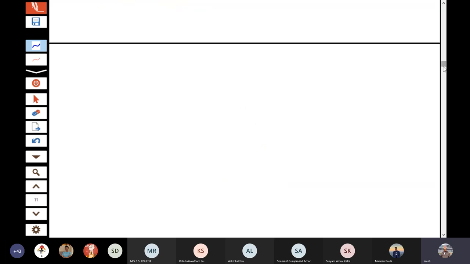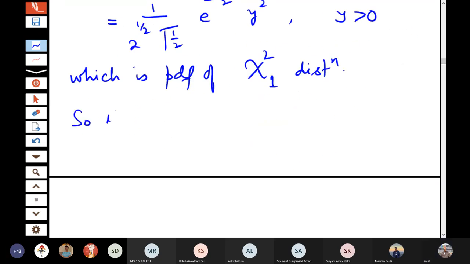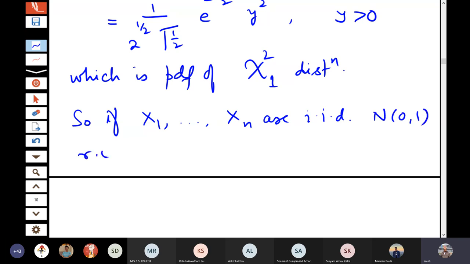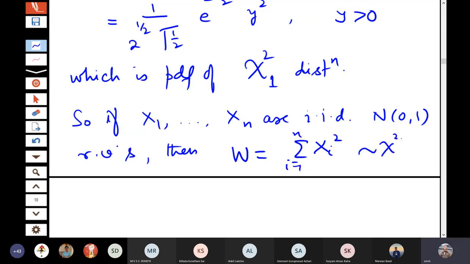So now if I consider x1, x2, ..., xn, independent and identically distributed normal 0, 1 random variables, then W, that is equal to sigma xi square, will follow chi-square n, because each of x1 square, x2 square, ..., xn square will be chi-square 1, and because of the additive property it becomes chi-square n. Is this statement clear? Is it clear?